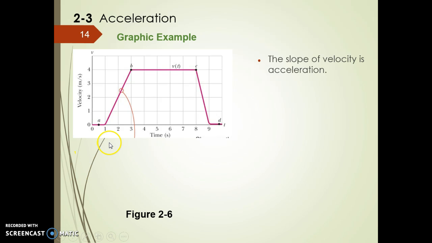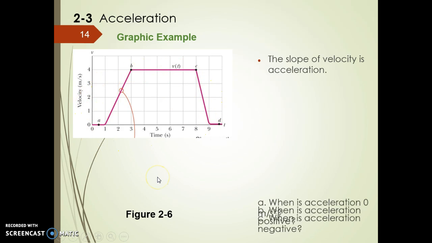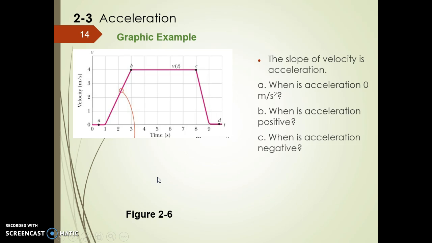So looking at that same graph that we had on a slide earlier, here's velocity versus time. All right, when on this graph are we going to have zero acceleration? When are we going to have a positive acceleration? And when are we going to have a negative acceleration? Again, think about it, write it down, and then we'll talk about it.